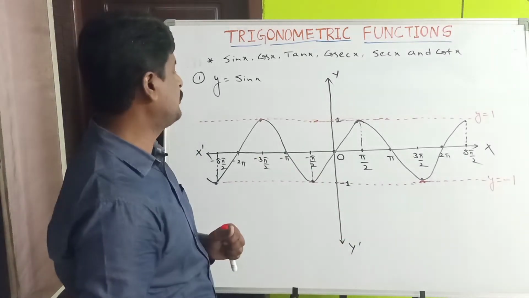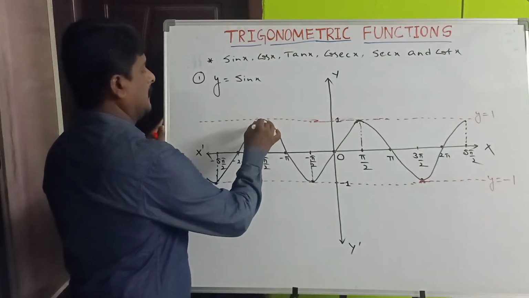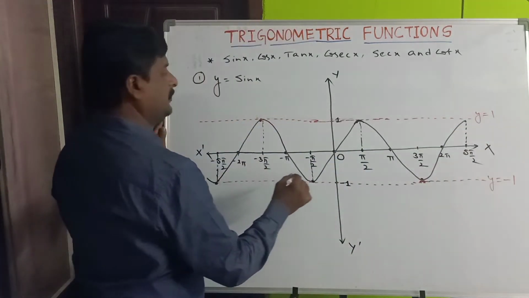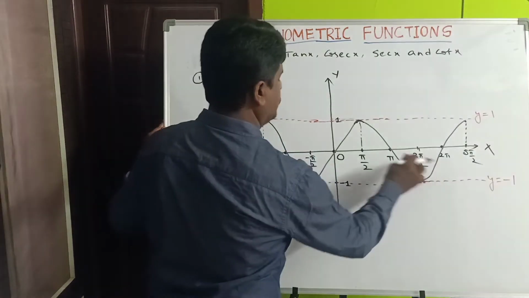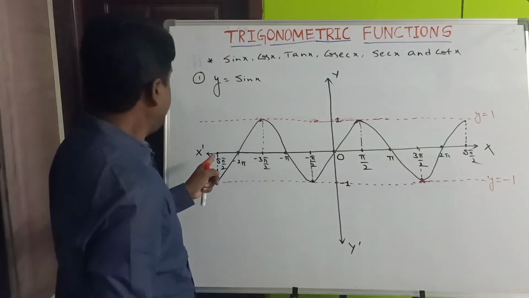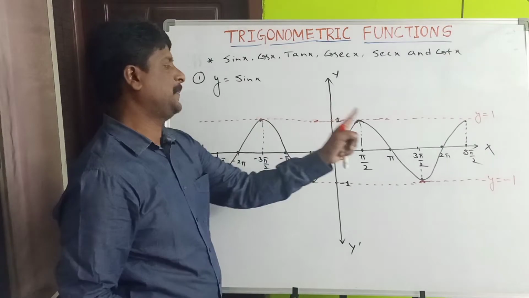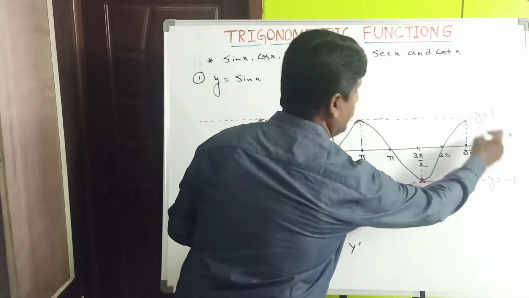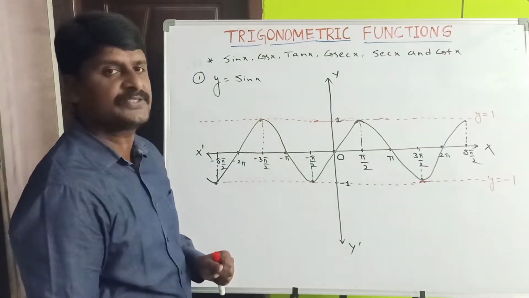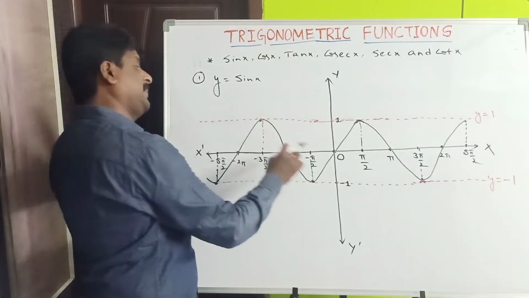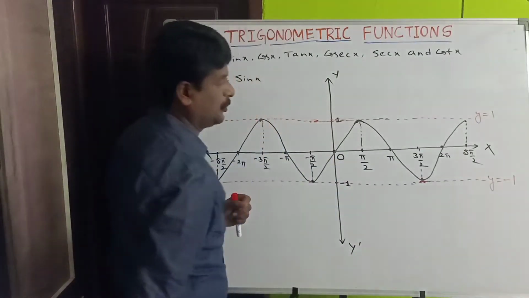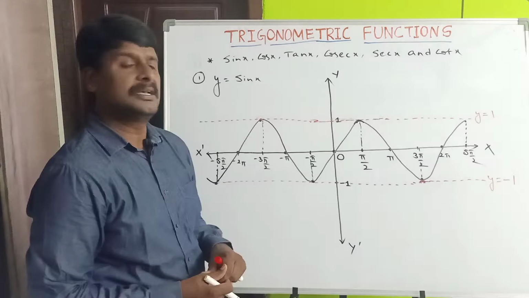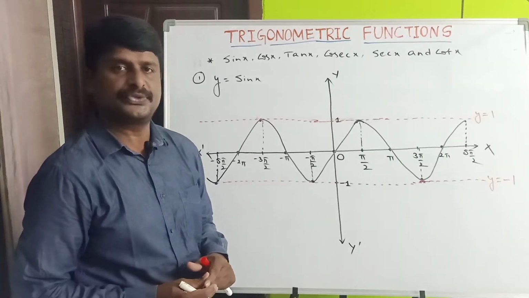And also observe that at these points it is plus 1, at these points it is minus 1. At minus 5 pi by 2, at minus pi by 2, at 3 pi by 2, it is minus 1. Again at 7 pi by 2 it will be equal to minus 1. At minus 3 pi by 2, at pi by 2, at 5 pi by 2, the graph touches the upper boundary. At those angles, the graph value is equal to 1.